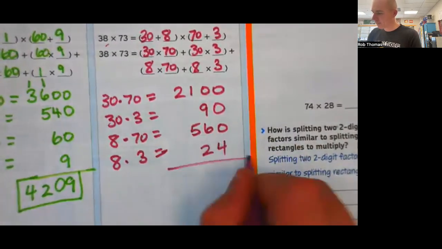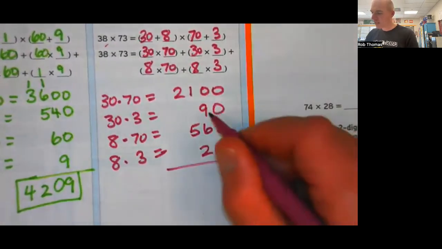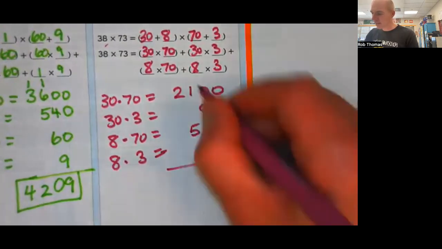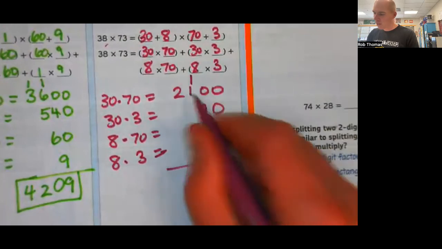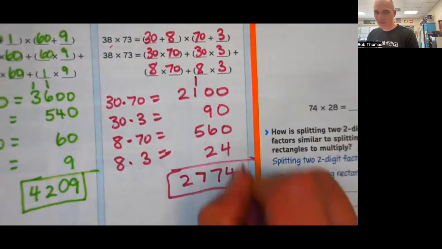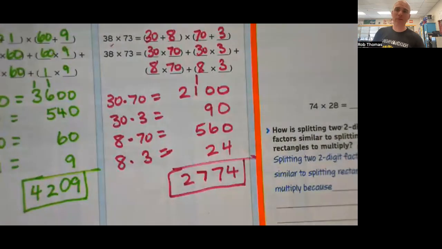Let's add it up. Looks like I got a 4. 9 and 6 make 15. Plus 2 is 17. I write my 7. I carry my 1. 1, 1, 5 makes another 7. Looks like we got 2774. Again, if you were able to get that, good job. These are hard.